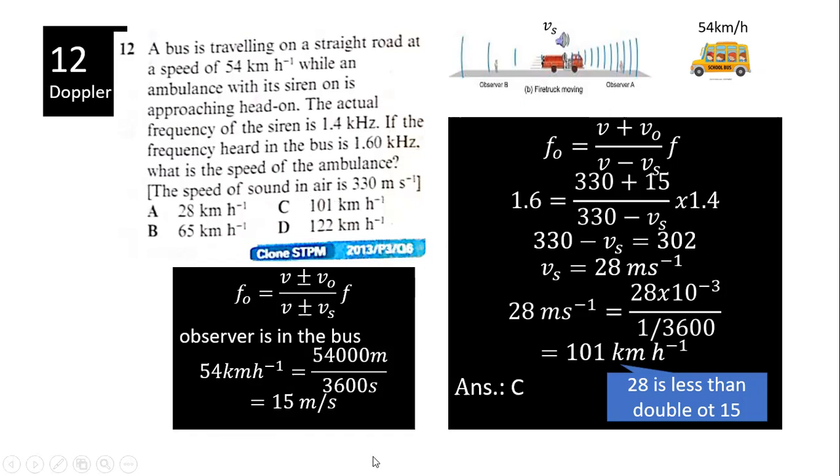Oh yeah, 122 cannot, because already fixed the 28. It's more than double already. Sometimes you don't need to calculate exactly. Don't waste your time. It's almost double but slightly less. So you look at double. Double is 108. So this is the best answer.